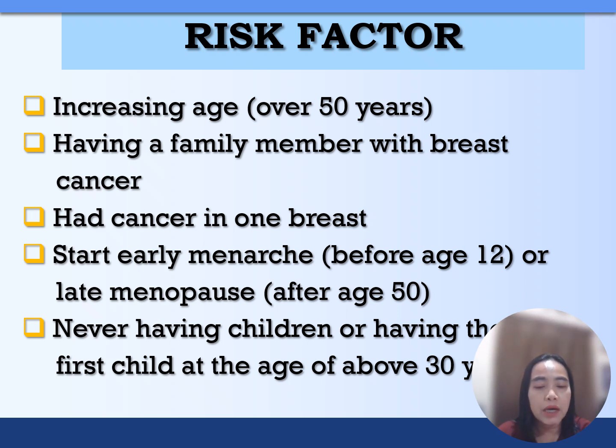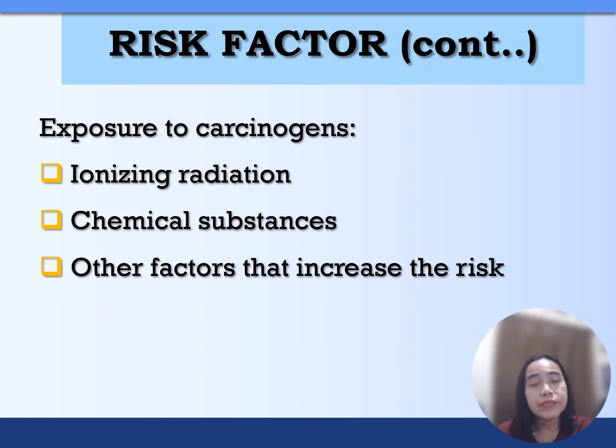Then, never having children or having the first child at the age of above 30 years old. Women who have never had children, or who have their first child after age 30, have a higher risk, because pregnancy and breastfeeding also have protective effects, possibly due to the hormonal changes and a favorable menstrual cycle.